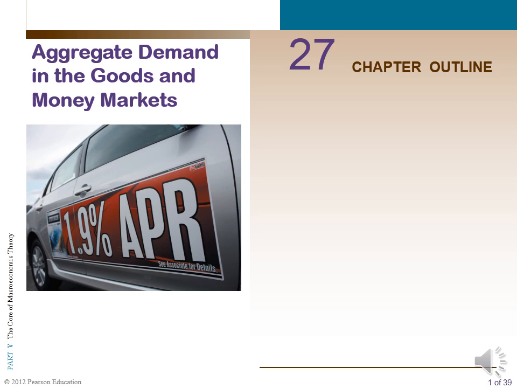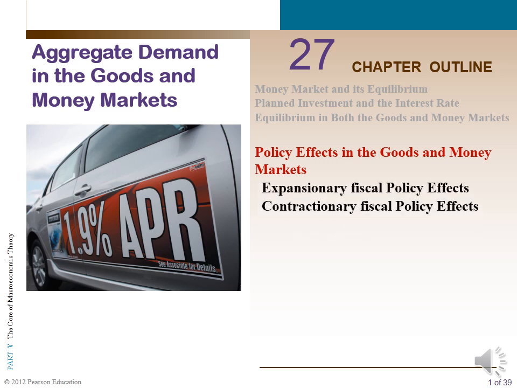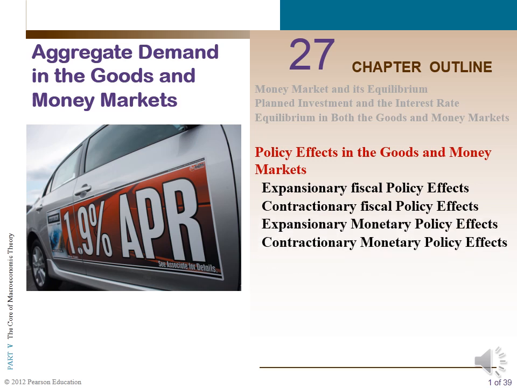Good morning, everybody. Last lecture we began chapter 27, which is aggregate demand in the goods and money market. We talked about the equilibrium in both goods and money markets, and today we are going to talk about policy effects in goods and money markets. We are going to talk about fiscal policy and monetary policy. Then we are going to talk about macroeconomic policy mix.